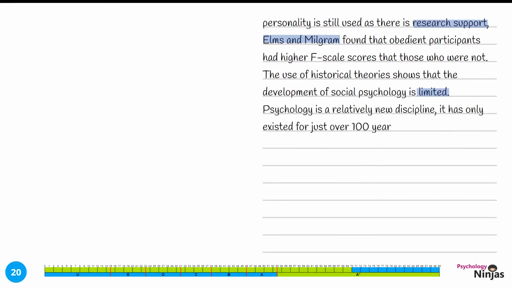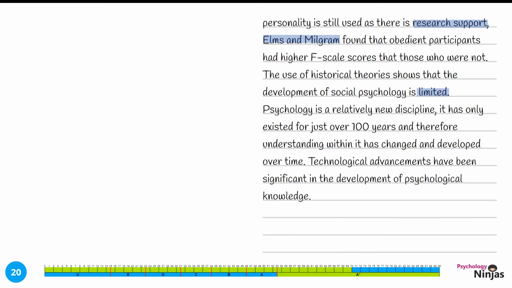has developed. Psychology is a relatively new discipline. It has only existed for just over 100 years, and therefore understanding within it has changed and developed over time. Technological advances have been significant in the development of psychological knowledge. We've identified technology as an additional factor in which or reason why psychology has developed.